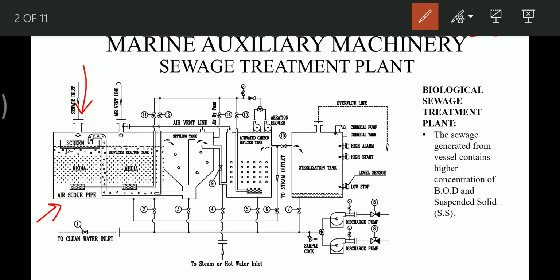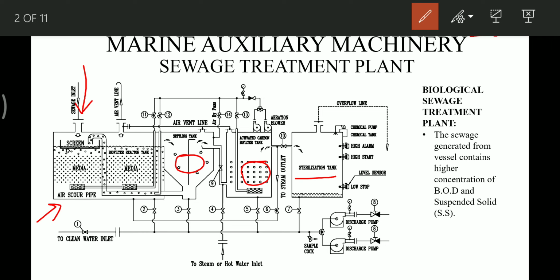Then we have the sedimentation tank or the settling tank. So from the biofilter reactor, the sewage enters the sedimentation tank, where settling takes place, and from there it enters the activated carbon biofilter tank, and from there it enters the sterilization tank. So there are basically four tanks provided in this sewage treatment plant.